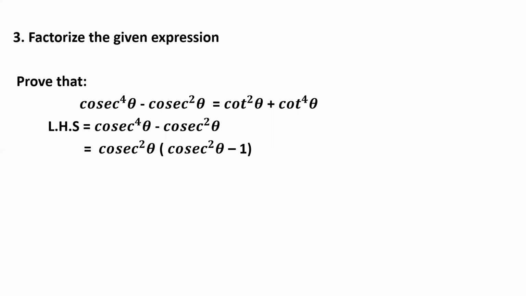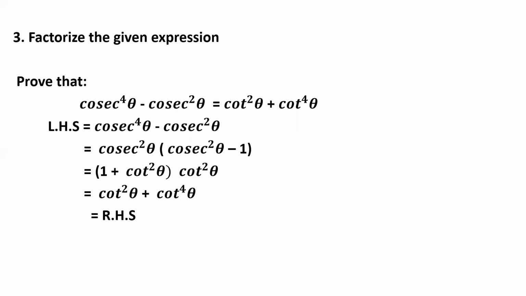Now we have already learned many techniques here. So now keep your eyes on the right hand side and remember what we need to do. We need a cot. So I can change cosec square theta directly in terms of cot. So what can I do? It is 1 plus cot square theta. Cosec square theta is 1 plus cot square theta. And what about cosec square theta minus 1? That is cot square theta, right? So now let's multiply them. We'll be getting cot square theta plus cot to the power 4 theta, which is the right hand side, and that is proved.